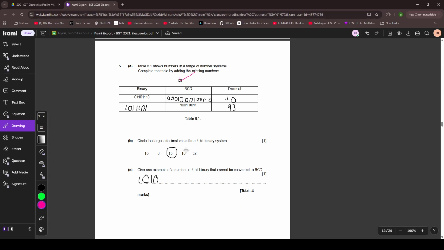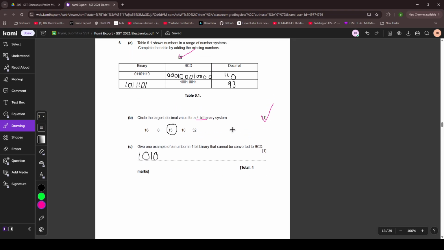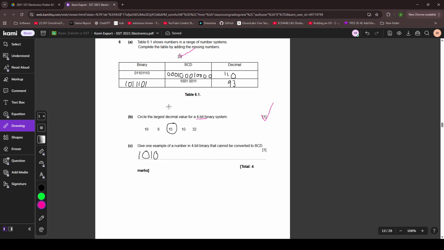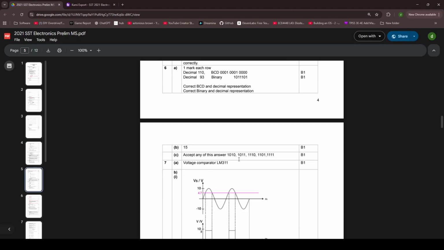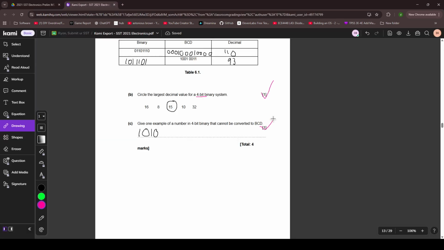Circle the largest decimal value for a 4-bit binary system. Yeah, 15 is the largest. Give one example of a number in 4-bit binary that cannot be converted to BCD. Accept any of these. Yeah.